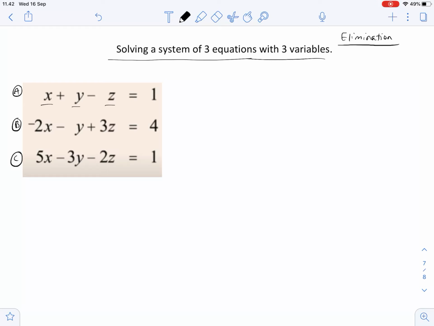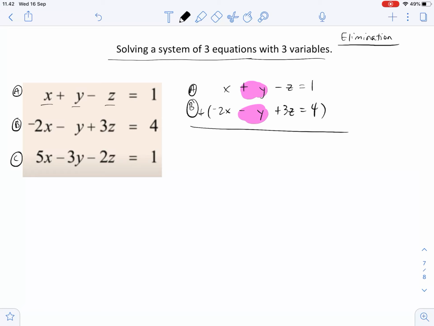To do this, I'm just going to take two equations. So I'll take equation A and equation B, and I'm going to rewrite them. x plus y minus z is equal to 1, and negative 2x minus y plus 3z is equal to 4. It's always good to line up your variables. Now, notice here that I can add equation B to equation A, and my y's will cancel out.